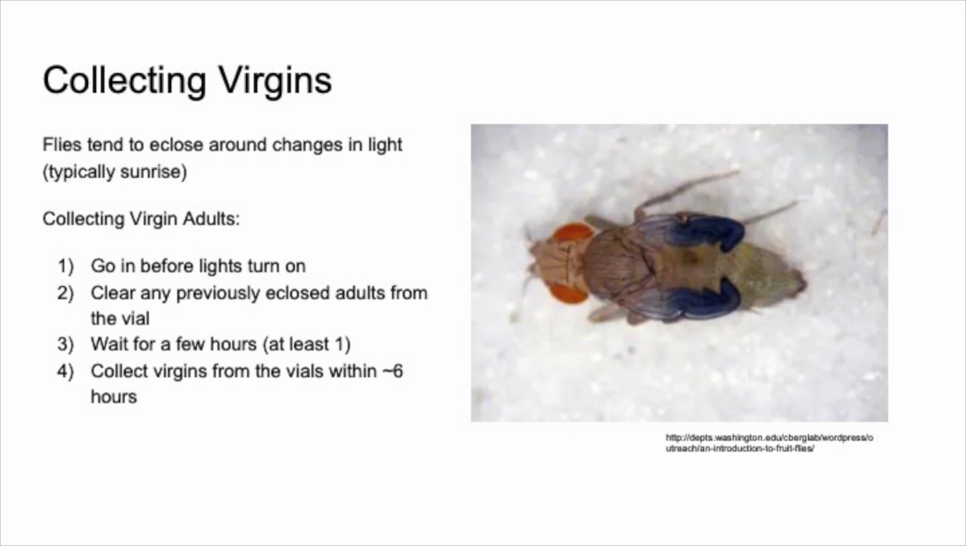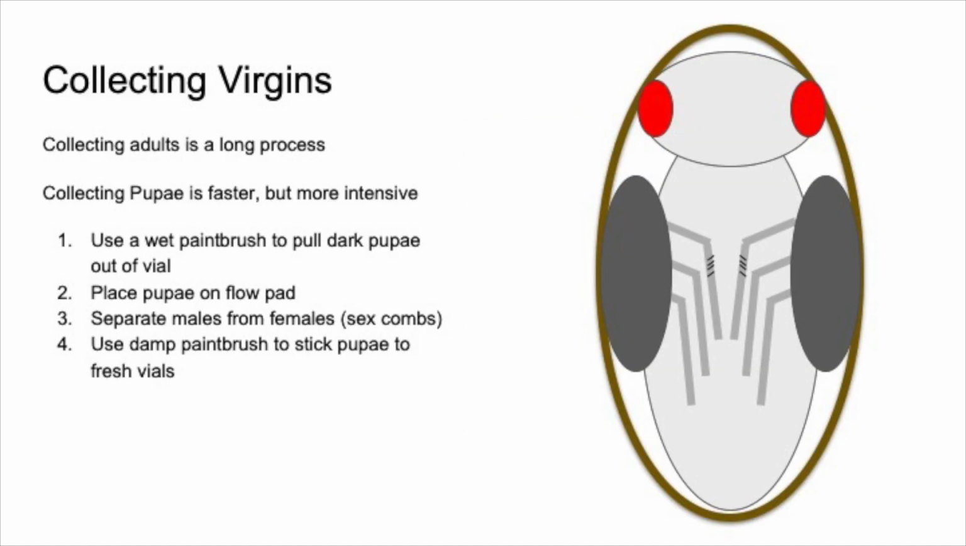You can also collect virgins as pupae. Collecting adults takes a large chunk of time during the day, and sometimes this is inviable. Collecting pupae is a much faster process in that it takes less time during the day, but it's a more labor-intensive process than collecting just adults. So what you want to do is take a wet paintbrush and use it to gently pull the pupae off the sides of the vial.